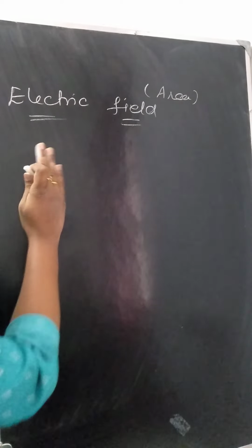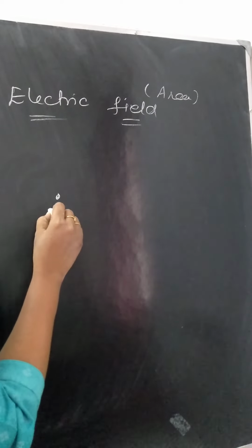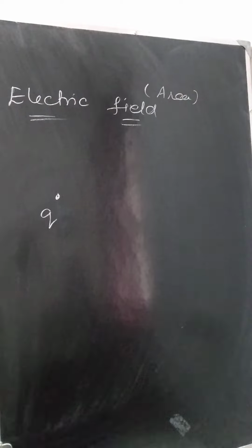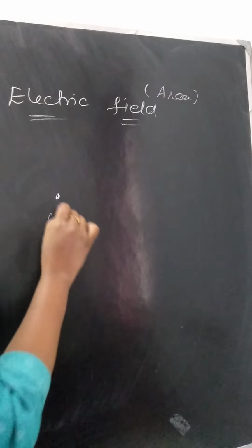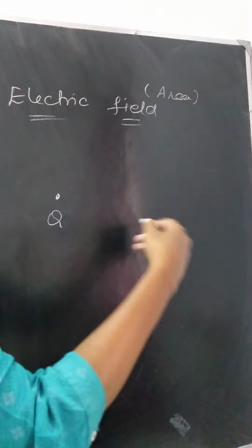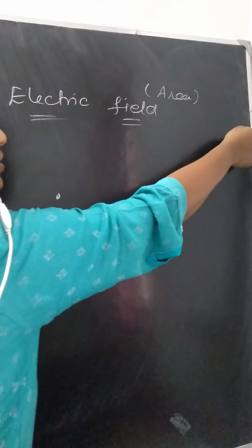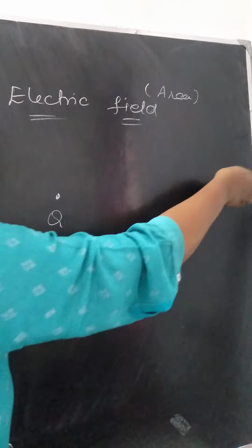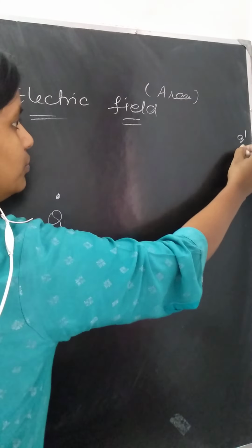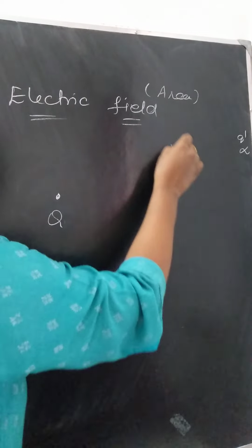Here the electric field indicates the region up to which you can feel the forces. For example, here I kept the charge Q, capital Q, which is the source charge. I am taking another charge, a test charge, which is very small compared to the source charge Q, and I am bringing it from infinite distance closer to the charge Q. When I bring the charge Q dash from infinity to closer, it doesn't feel any force between the two.